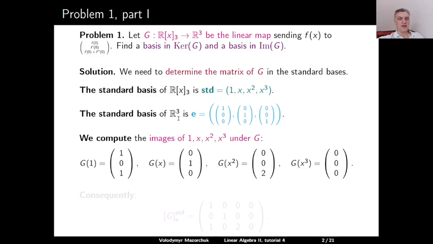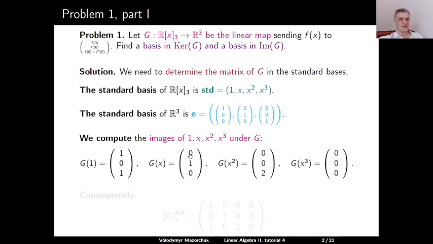So let us compute the images of the polynomials 1, x, x squared, and x cubed under G. So G of 1 is equal to the following. So f of 0 is 1, f prime of 0 is 0, so it's 0. So f of 0 is 1 and f double prime of 0 is 0, so it's 1. So G of 1 is equal to 1, 0, 1.